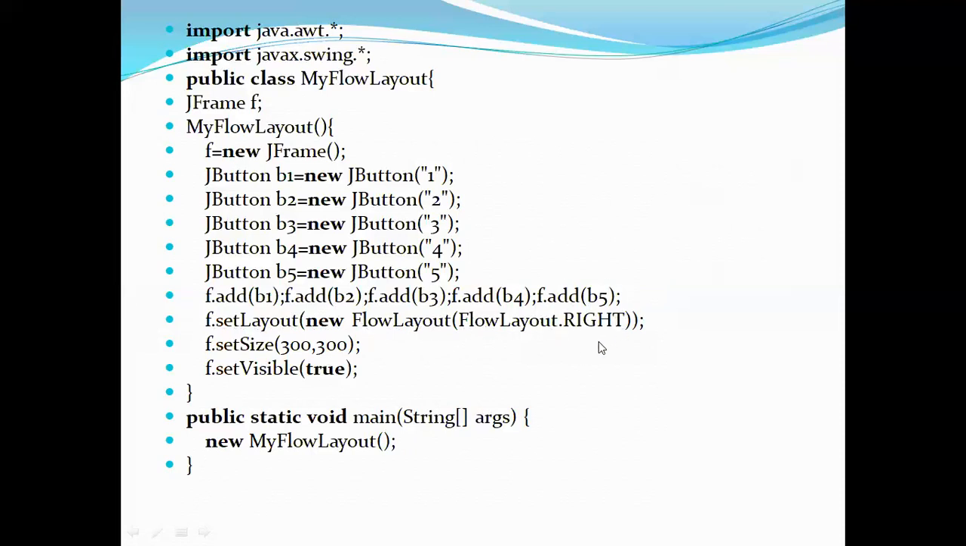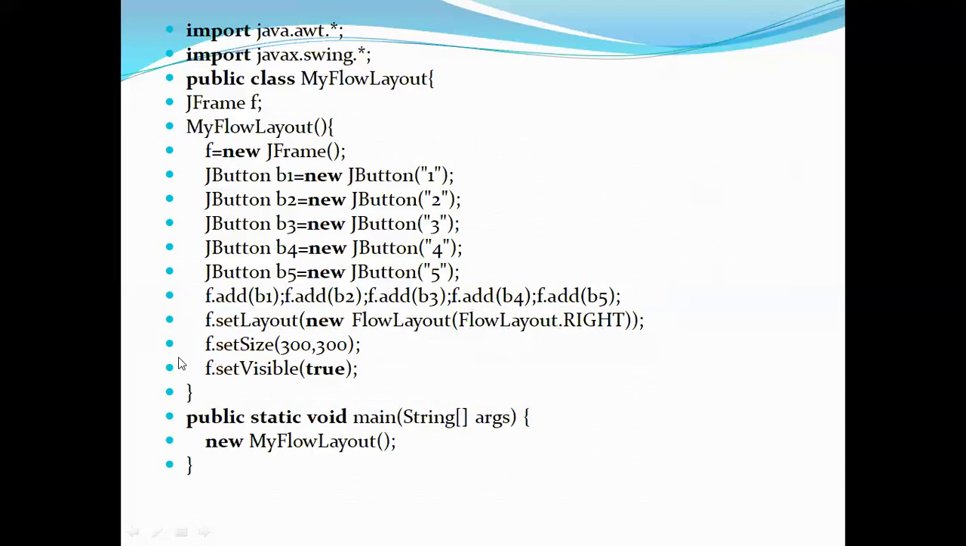So for that, you have to mention the alignment like this: flow layout dot right. So right alignment, otherwise it will be left aligned by default. You can mention the alignment either top, bottom, center, whatever it is. So alignment can be decided here. So the layout should be right aligned, and this is a new layout where flow layout is right aligned. So that I'm setting as my layout for my frame.